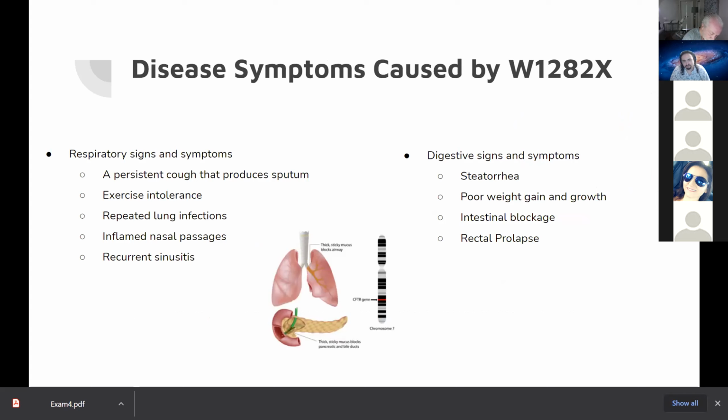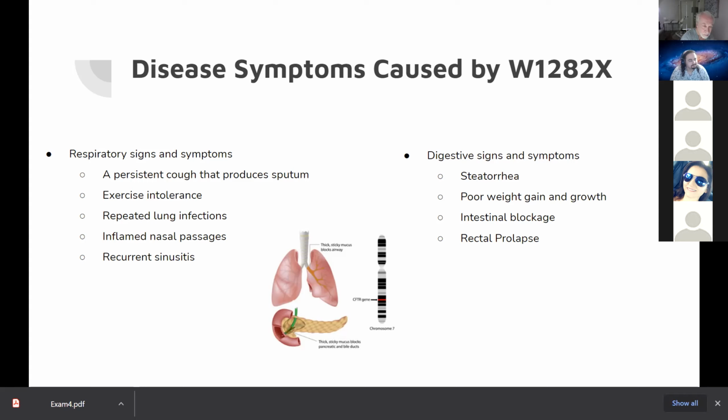Our mutation has two groups of symptoms that come from cystic fibrosis. The first is respiratory symptoms, which can make it harder to breathe and circulate blood throughout the body and make things like exercise very difficult to do. And the second is digestive symptoms, which make it harder to digest and absorb nutrition from food.